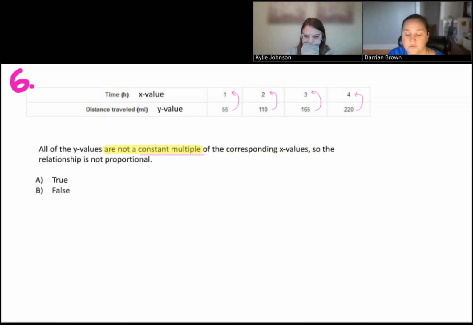A constant multiple. Exactly. I see some of you putting in the chat box. So since all of these are the same, they are a constant multiple, it is proportional. If they were not the same, it would not be proportional. So that means this is true. The statement is true. It says if they are not constant, it is not proportional, which is true. If it is constant, it is proportional.